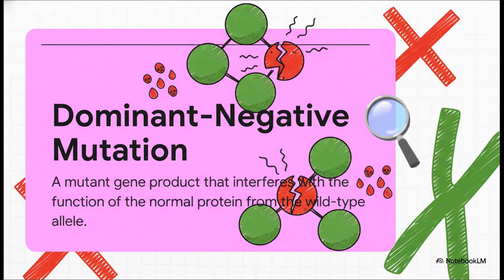Now, an important exception with P53 is the concept of a dominant negative mutation. Because the P53 protein functions as a tetramer, a mutation in just one allele can produce an altered protein subunit. When this faulty subunit is incorporated into the tetramer, it can render the entire complex non-functional. This explains how a mutation in a single allele can have a dominant effect at the cellular level.